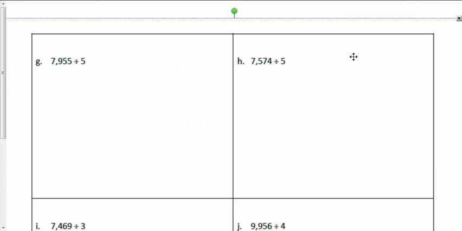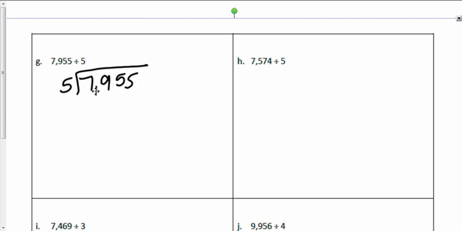All right, let's try the back side now. All right, so 7,955 divided by 5. So remember, I would like for you to pause occasionally and try to do these problems by yourself, and then you can always press play to check.